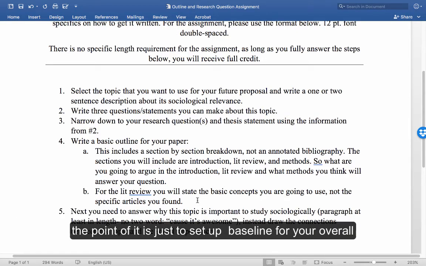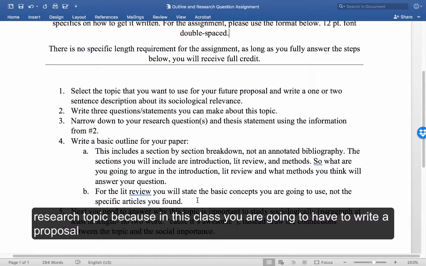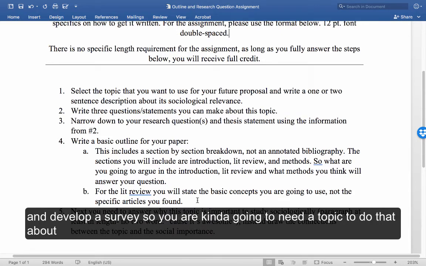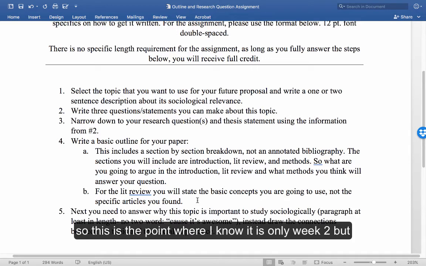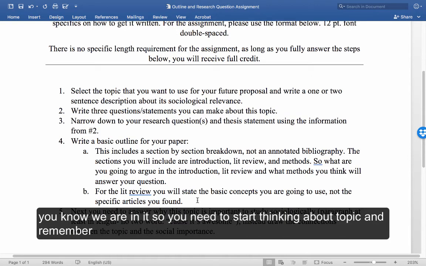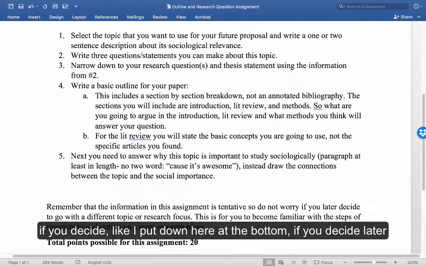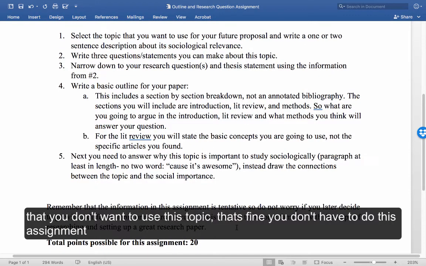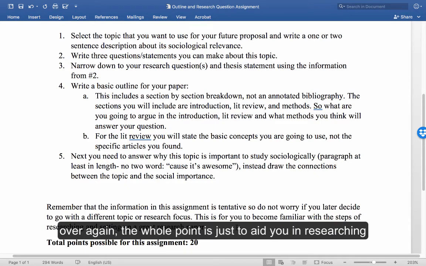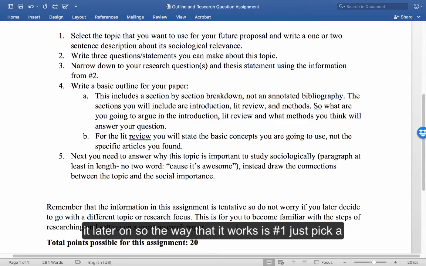The point of it is just to set up a baseline for your overall research topic. Because in this class, you're going to have to write a proposal and develop a survey. So you're going to need a topic to do that about. So this is the point where I know it's only week 2, but we're in it. So you got to start thinking about the topic. And remember, if you decide later that you don't want to use this topic, that's fine. You don't have to do this assignment over again. The whole point is just to aid you in researching it later on, right?